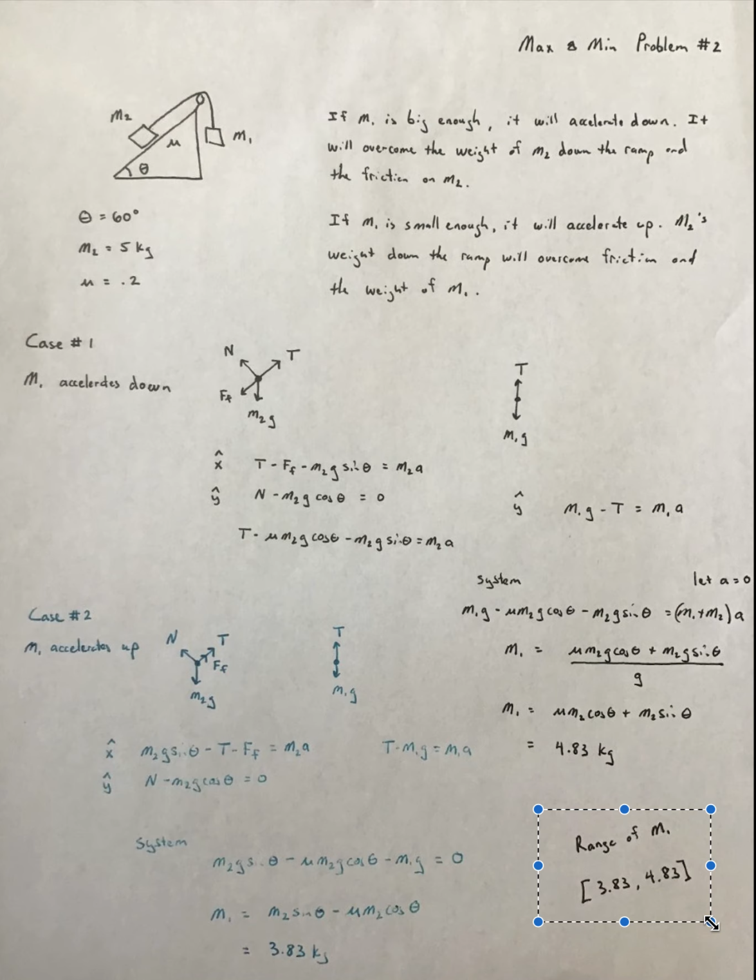If m1 is bigger than 4.83, M1 will accelerate down. If M1 is less than 3.83, then M1 will accelerate up. And if you look at the equations, the only difference is the direction of friction, because friction will oppose the motion of M2. If M2 is going up the ramp, friction will be down. If M2 is going down the ramp, friction will be up. And so you get this range at which it's stationary. Anything in between there, and M1 will not move. Well, M2 also will not move. If you're less than 3.83 or greater than 4.83, you're going to get an acceleration in one of the directions.